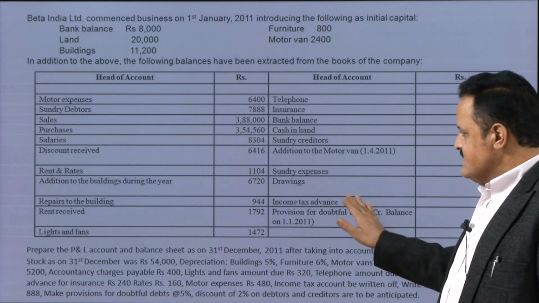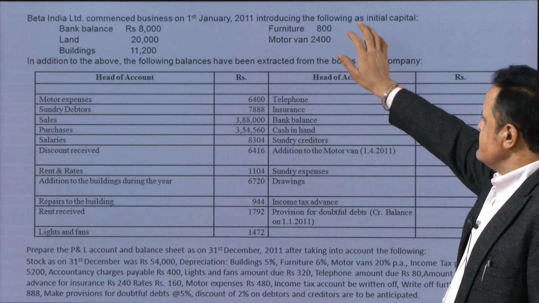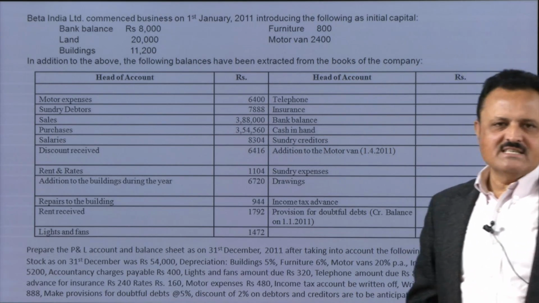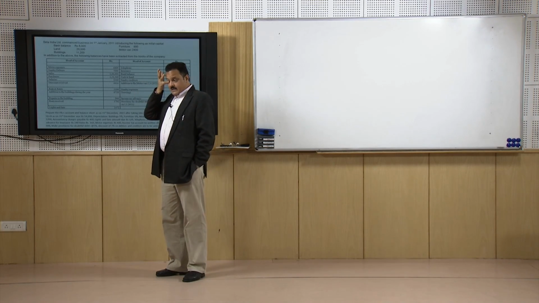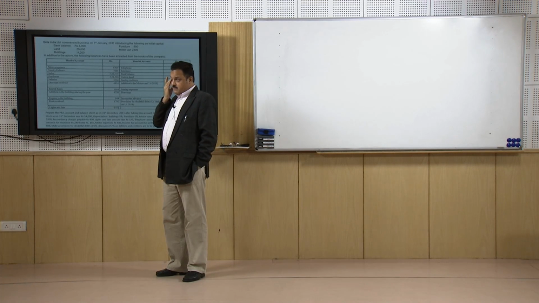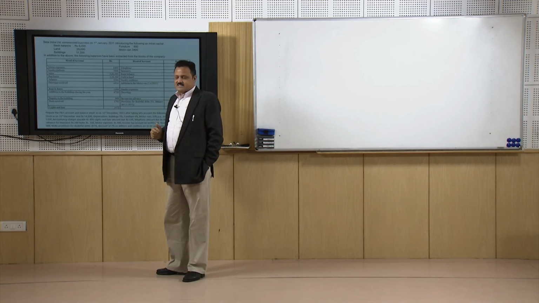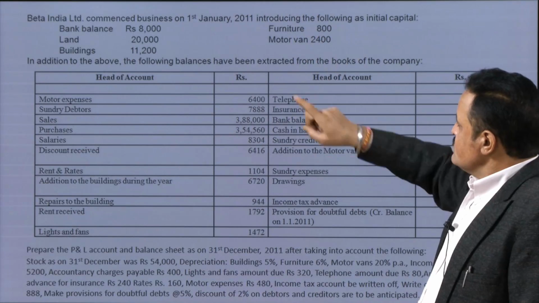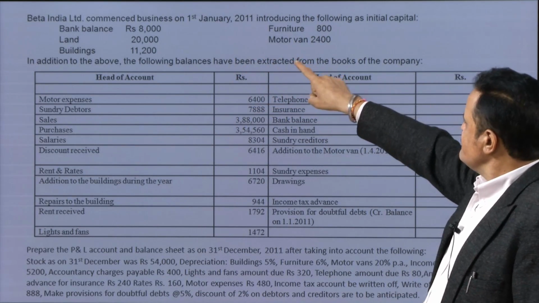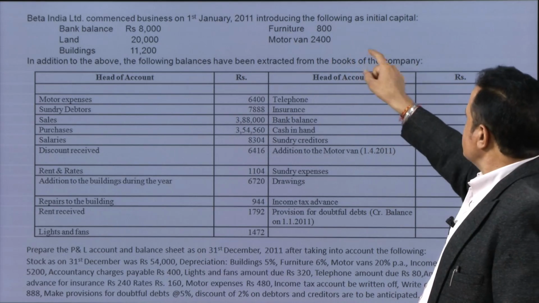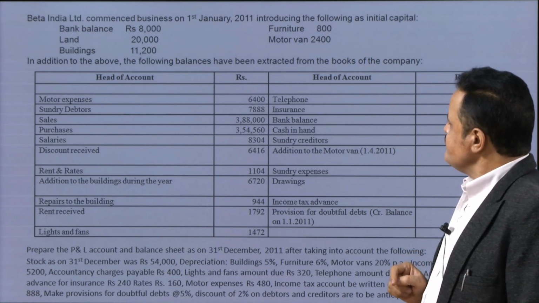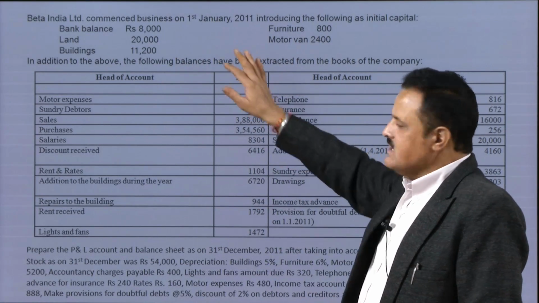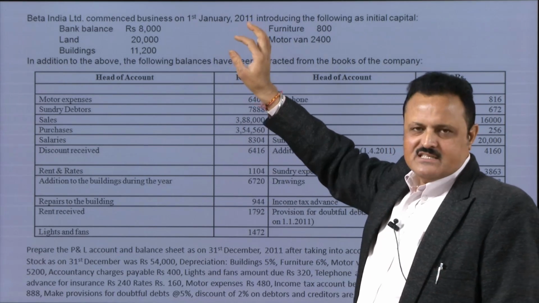So this and this we have already seen, the quantum is different, but this is the new information here. On the top of the trial balance we are given some balances, some additional information, and after that we are given the trial balance, and then we are given the additional information to be adjusted in the financial statements. So here we are given some balances. Beta India Limited commenced business on 1st January 2011, introducing the following as initial capital. This was the initial capital which was introduced, and this information is called the opening balances, beginning balances.